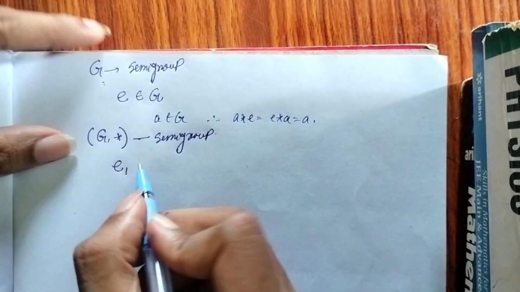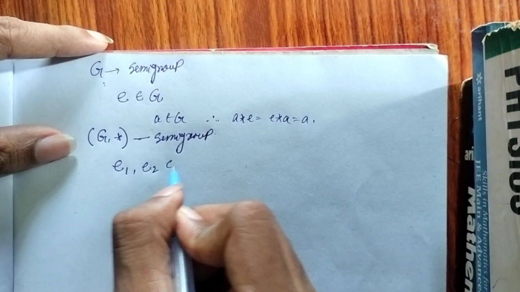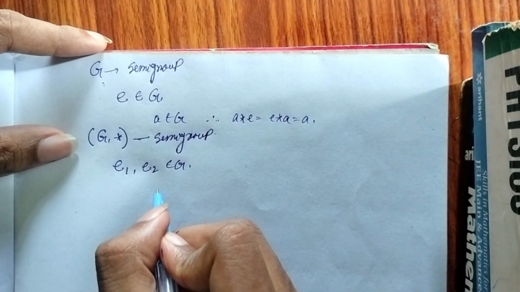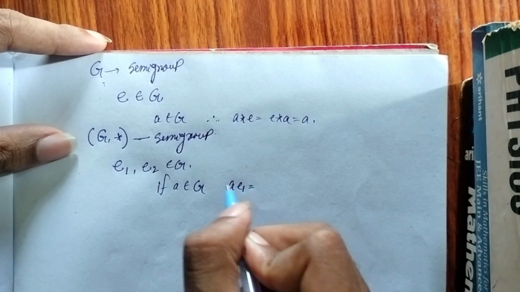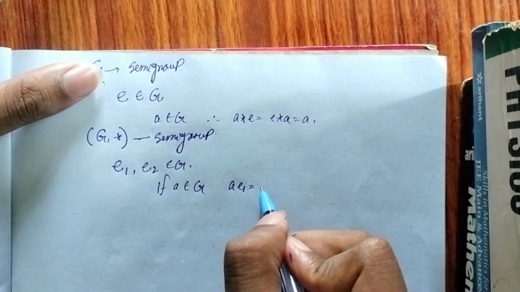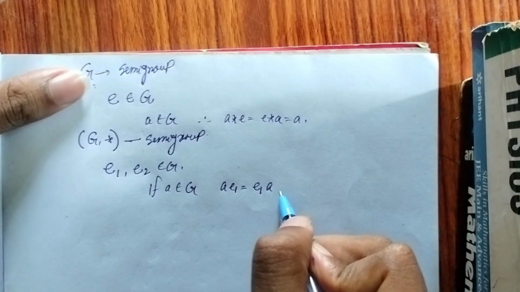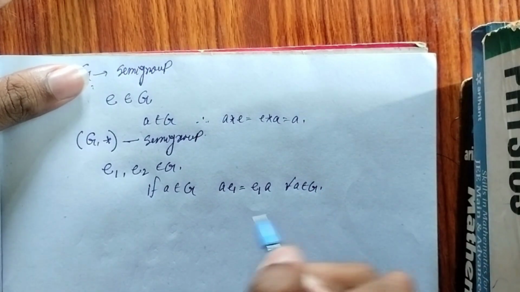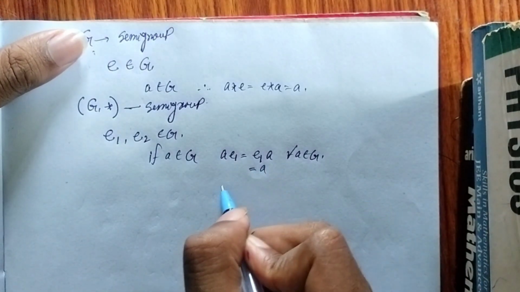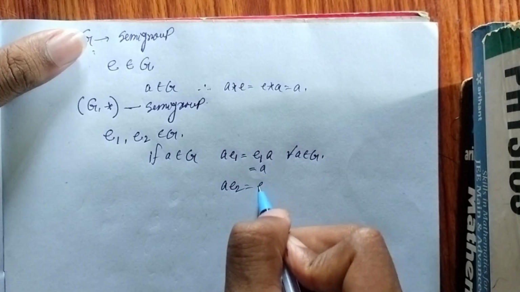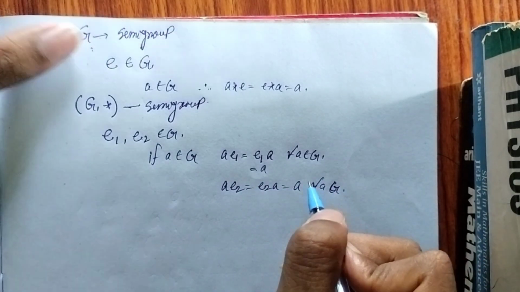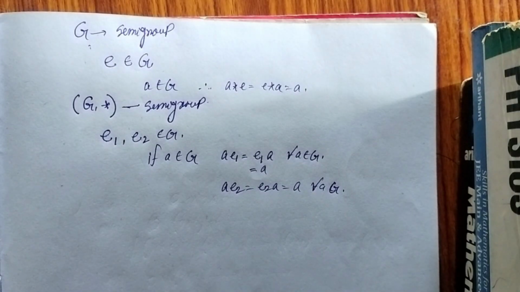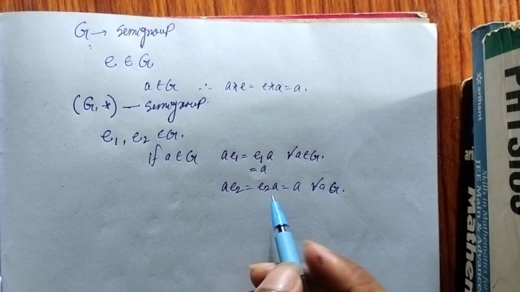Let's say there are two identities, E1 and E2, belonging to G. So if A belongs to G, A star E1, I'm just writing it as a shortcut, equals A, for all A belongs to G. And A star E2 equals E2 star A equals A, and this is also for all A belongs to G. As both E1 and E2 are identities, this property will hold.